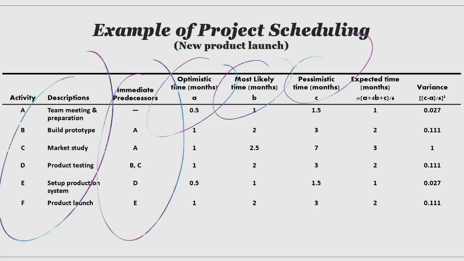Based on the information on the three types of time, we can determine the expected time, which is the optimistic time, plus 4 times the most likely, plus the pessimistic time, then divided by 6. Next, we can also determine the variance value according to the formula listed.